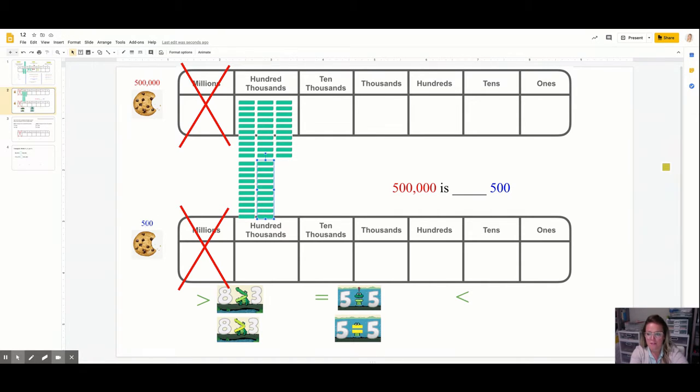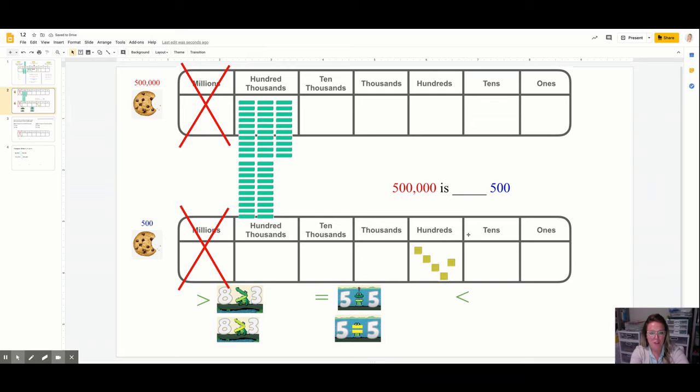Now to showcase my 500, I need to figure out what can represent my hundreds. I know it's hundreds because it goes ones, tens, hundreds. Same thing here in my standard form: ones, tens, hundreds. I know that the flat square represents 100 little cookies in there, but we don't need 100, we need 5. So we're going to insert 5. And there they are, 500.